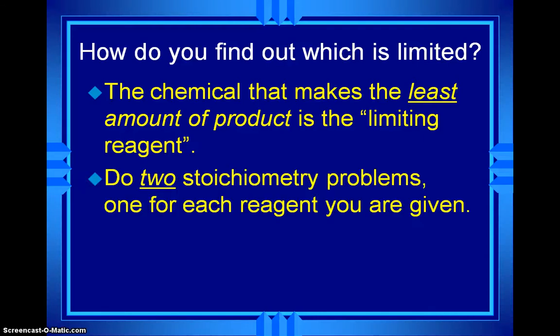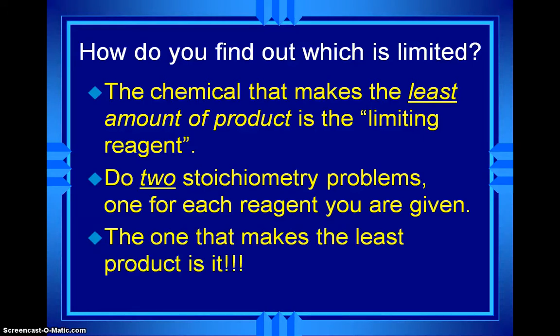So in order to solve these problems, what you'll do is you'll set up 2 stoichiometry problems, 1 for each reagent or reactant you're given, and you can select any product you want, unless you're asked specifically the amount of some type of product. But if you're just trying to determine the limiter, you can just pick any product and use that. Okay, and you'd see which one makes the least amount. Whichever one makes the least amount of the product, that is the limiting reagent.